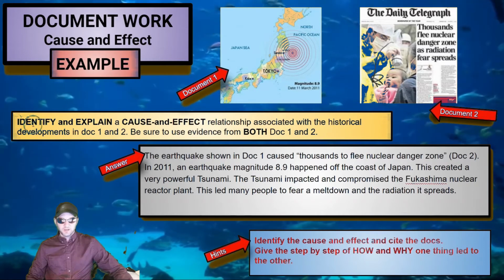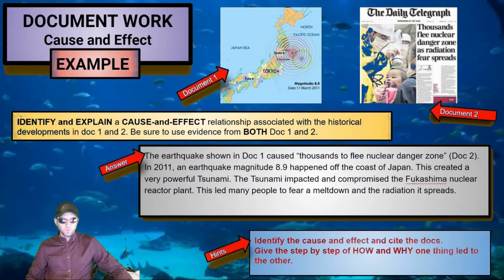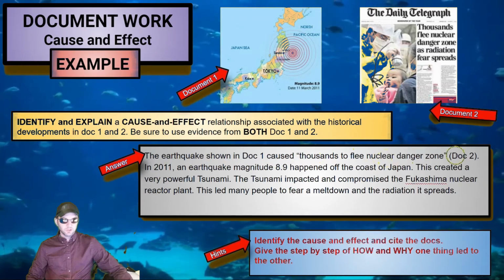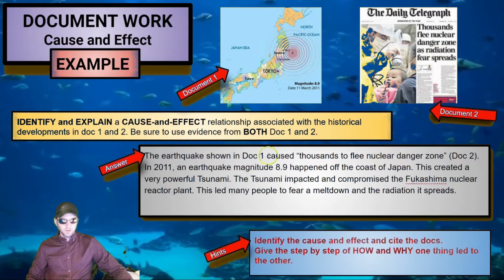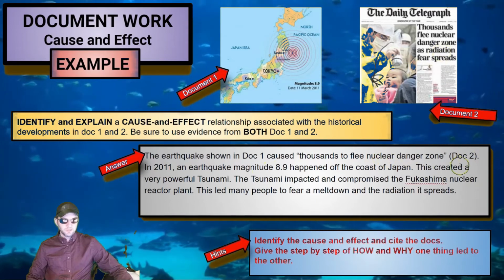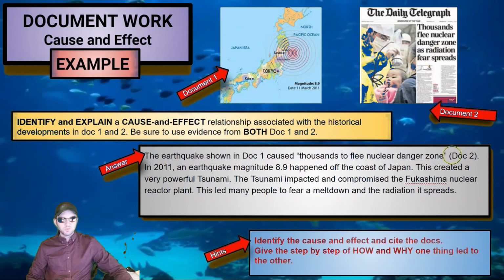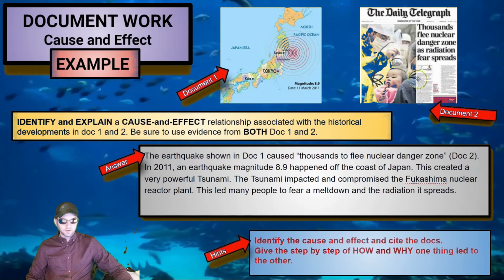So first, the identify. The earthquake shown in Doc 1 caused thousands to flee nuclear danger zone, Doc 2. Now I am going to explain why one caused the other.